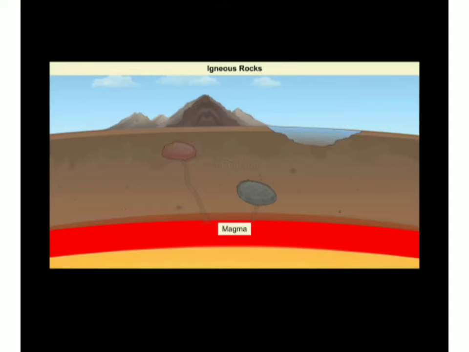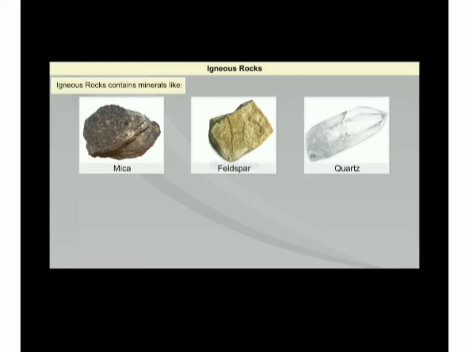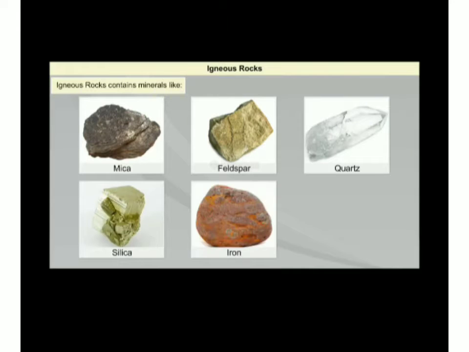When molten magma is expelled onto the surface of the earth through a volcano, it cools and solidifies into rocks faster. Such rocks which form directly from molten magma are called igneous rocks. These are also known as primary rocks or parent rocks. Igneous rocks contain minerals like mica, feldspar, quartz, silica, iron, and magnesium.